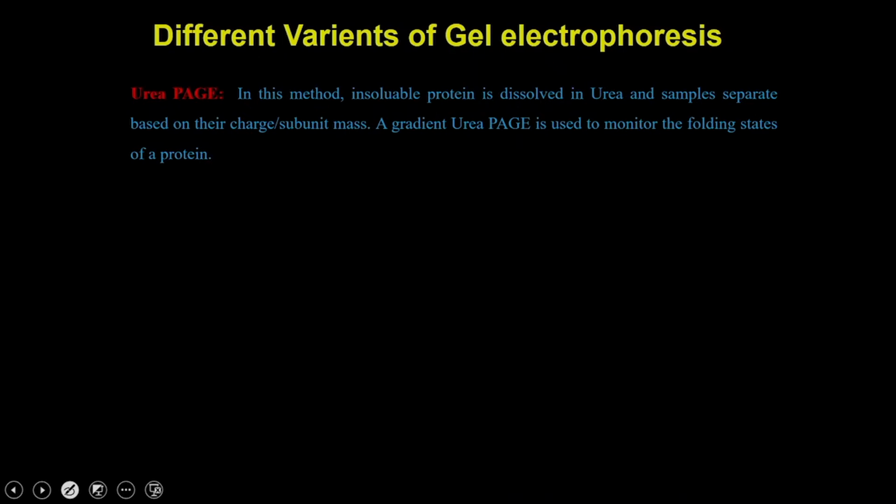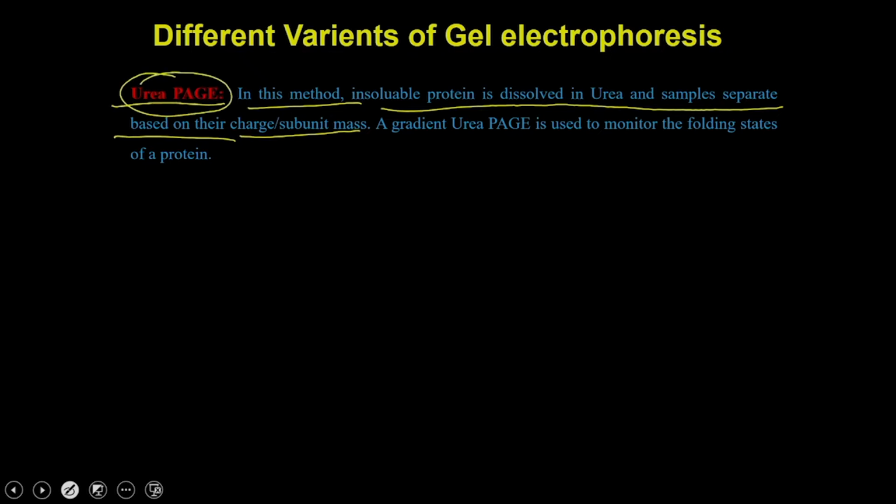Apart from that, we also have urea PAGE. In this method, the insoluble protein is dissolved in urea and the sample separates based on the charge-to-mass ratio. So, urea PAGE is similar to native PAGE, except that it is going to destroy the three-dimensional structure, because urea is a denaturant.